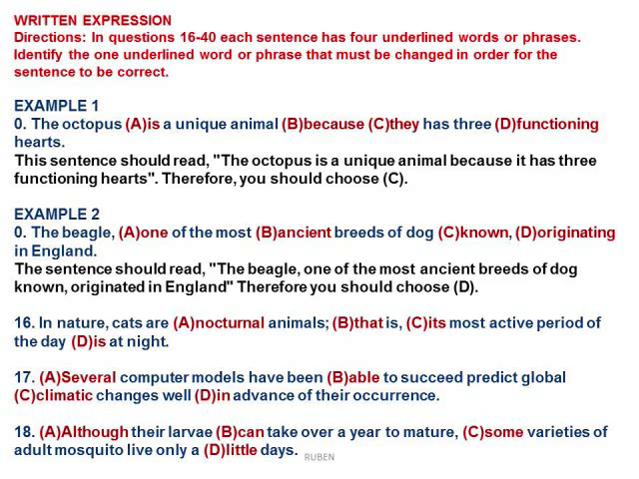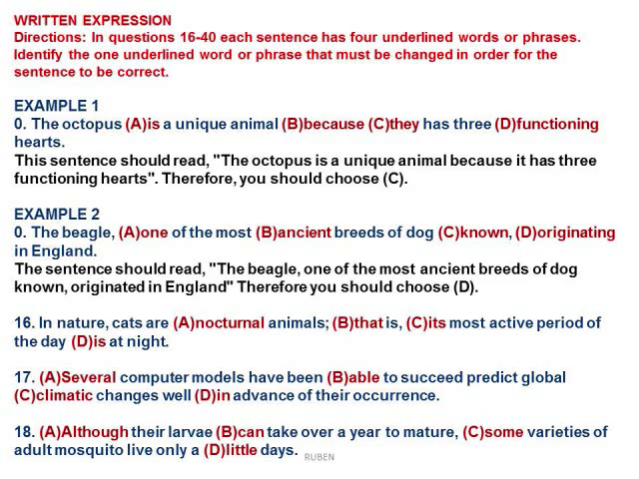Number 17. Several computers models have been able to predict global climatic change as well in advance of their occurrence. Very global climatic change. Okay, the mistake is on letter B, because the structure should be able to successfully predict global climatic change, etc. So the correct form is given in letter B.